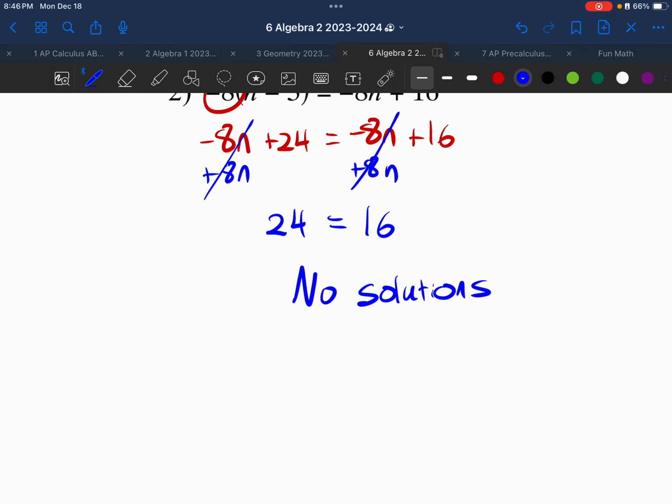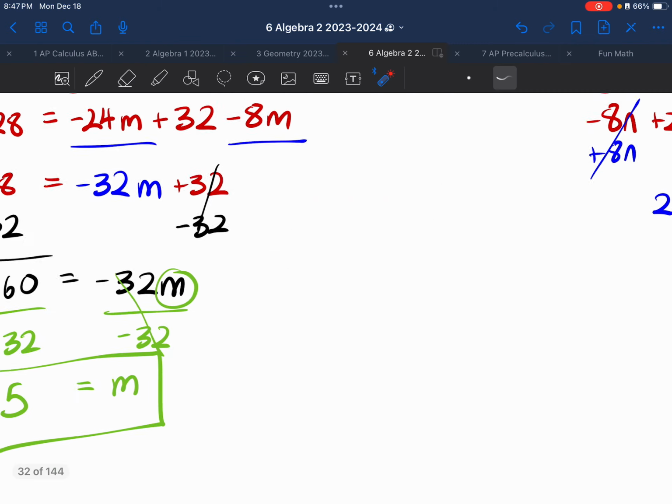And it's worthwhile mentioning right now, what happens if I have the same number equal to the same number? What if this said 24 is equal to 24? Then this would have been infinite solutions.